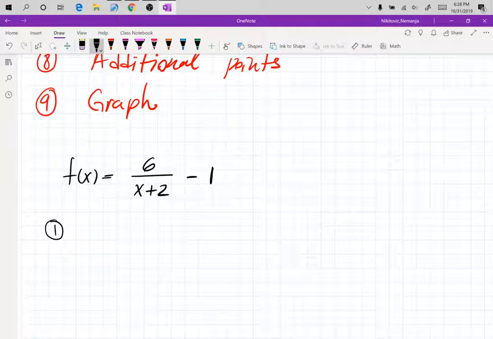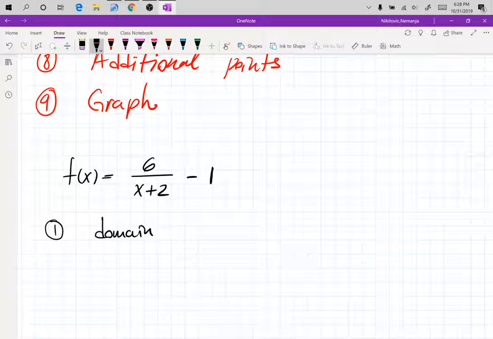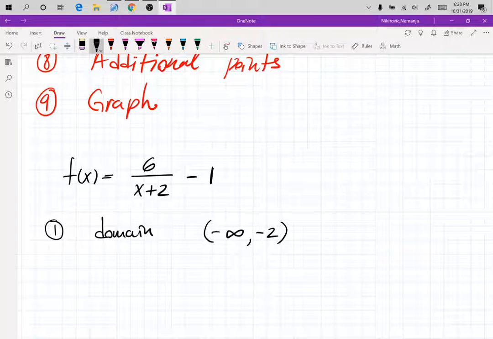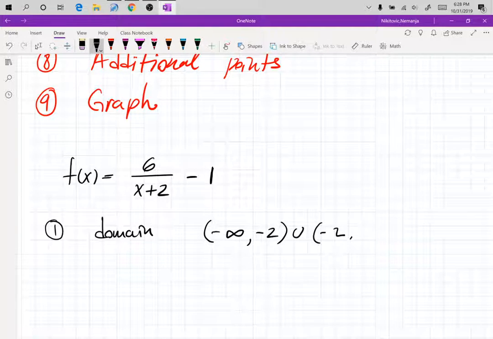Number 1, domain. We see that there is a single value that would make this explode, and that is at -2. So negative infinity to -2, union -2 to positive infinity. That would be our domain. This is literally your first lesson of pre-calc 1. Now we're going back to algebra.